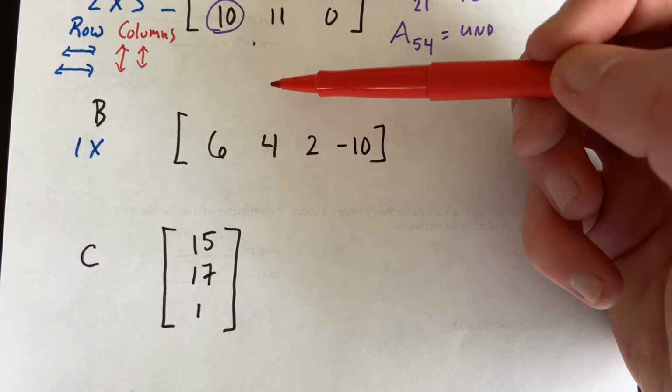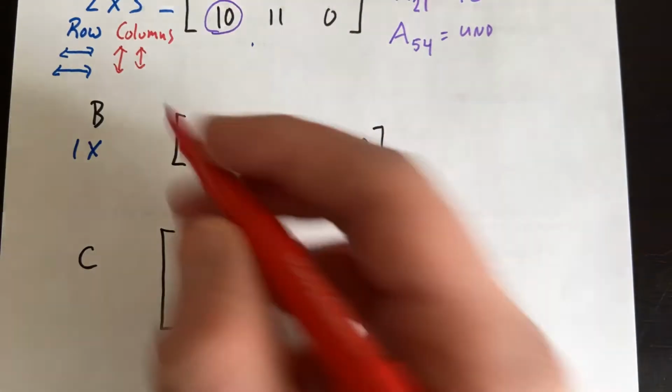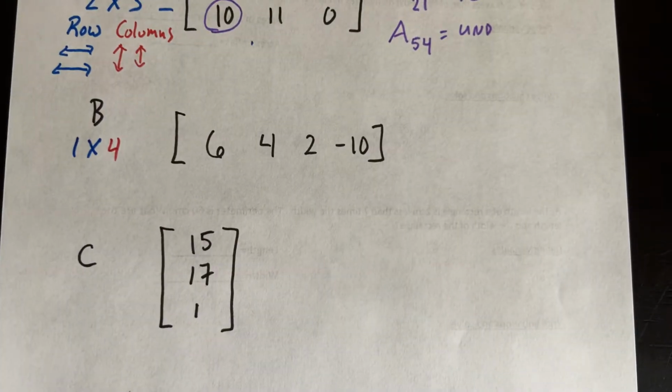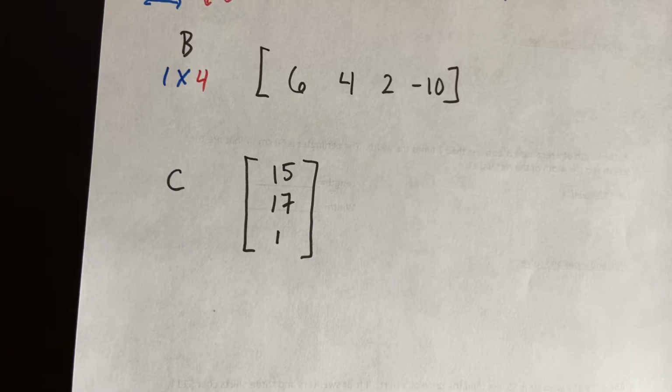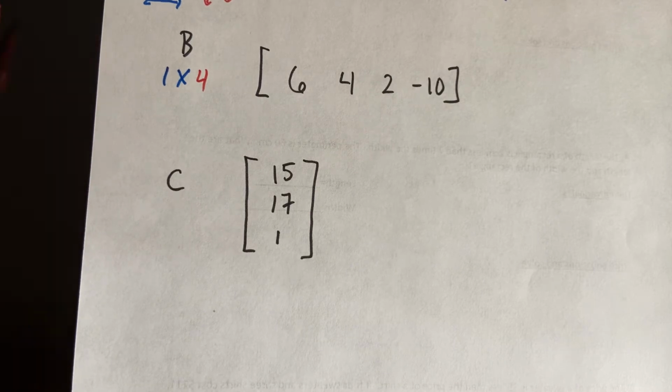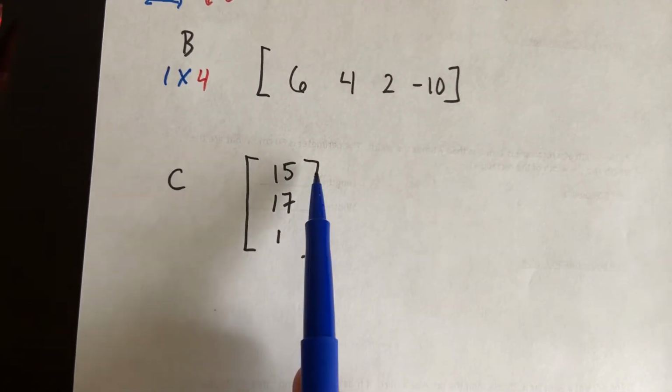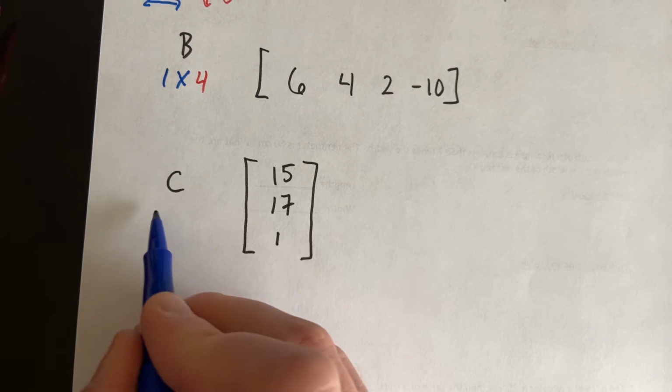Right? So we got 1 column, 2 column, 3 column, and our 4th column. So this matrix would be a 1 by 4 matrix. And lastly, letter C here. Again, how are the numbers arranged? Row by column. Well, you should be able to see I have 1 row, 2 rows, 3 rows.